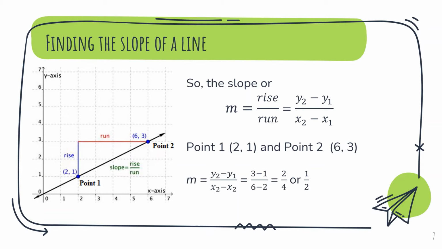So to compute the slope, or m, which is equivalent to rise over run, or y sub 2 minus y sub 1 over x sub 2 minus x sub 1. That is going to be our point 1, which has coordinates 2 and 1, and our point 2, which has coordinates 6 and 3. So substituting it to the above given formula, that is going to be equivalent to 3 minus 1 over 6 minus 2, or 2 over 4, or reduce it to its lowest term, which is 1/2. So 1/2 now is our slope.